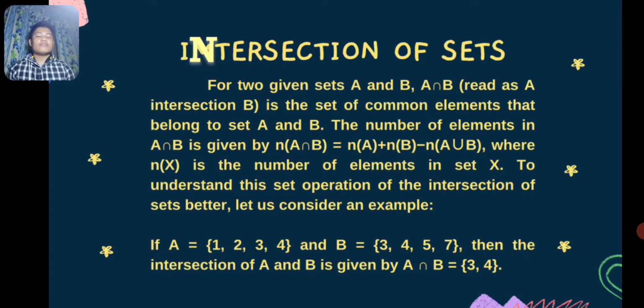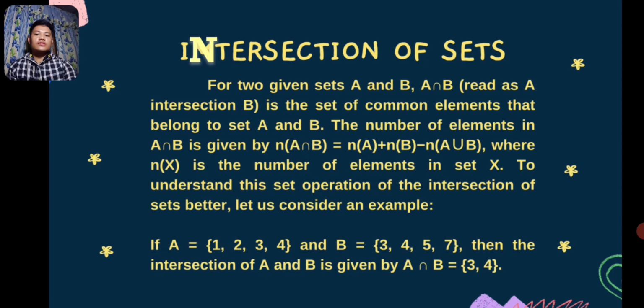We have two sets with their elements, just like in our union of sets example. Here we will find the intersection. If A is equal to 1, 2, 3, 4 and B is equal to 3, 4, 5, and 7, then the intersection of A and B, A intersection B, is 3 and 4.